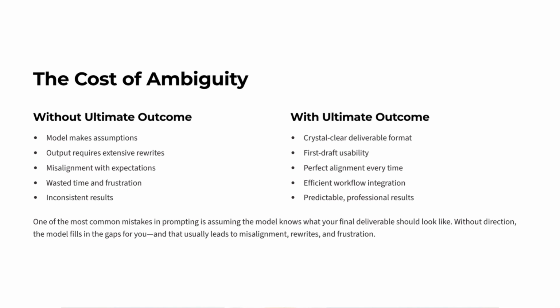One of the most common mistakes in prompting is assuming the model knows what your final deliverable should look like. Without direction, the model fills in the gaps for you, and that usually leads to misalignment, rewrites, and frustration. Ultimate Outcome solves this problem by making the final product crystal clear. Let's begin with defining success.